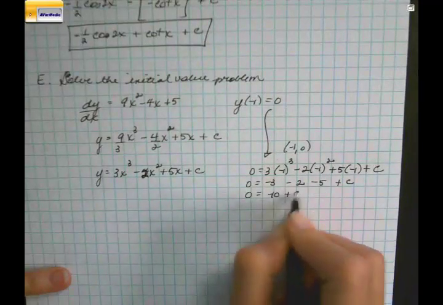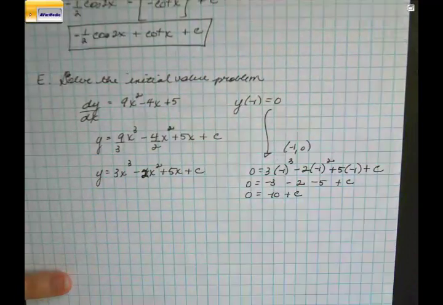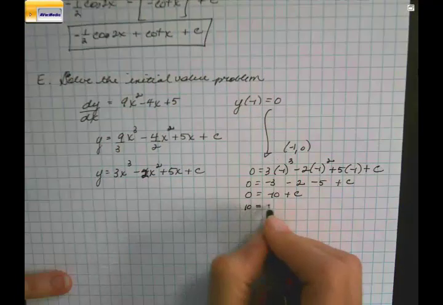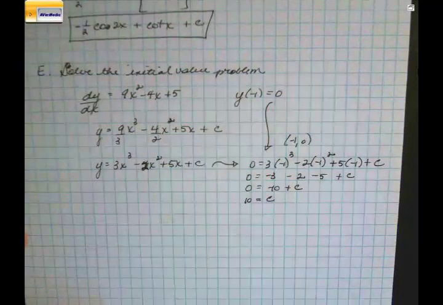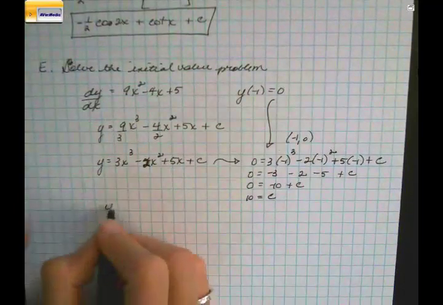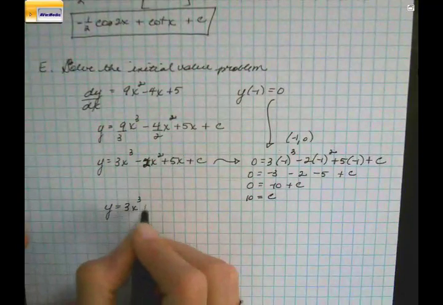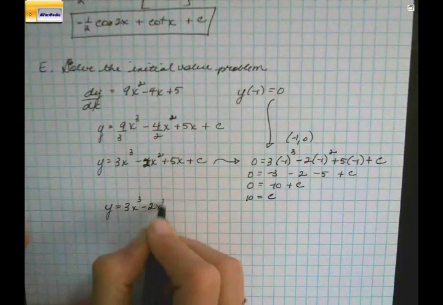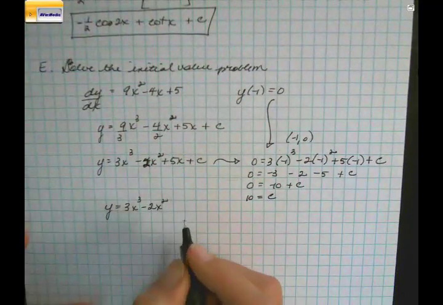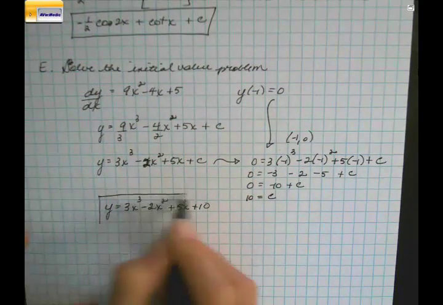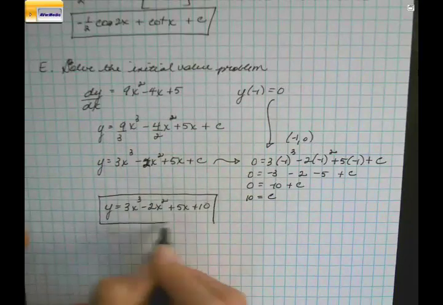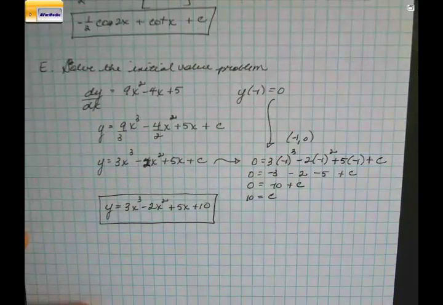So do y'all get c equaling 10? Okay, so now the original function is 3x cubed minus 2x squared plus 5x plus 10. So with initial value problems, they're going to give you initial values such that you can determine the value for c.